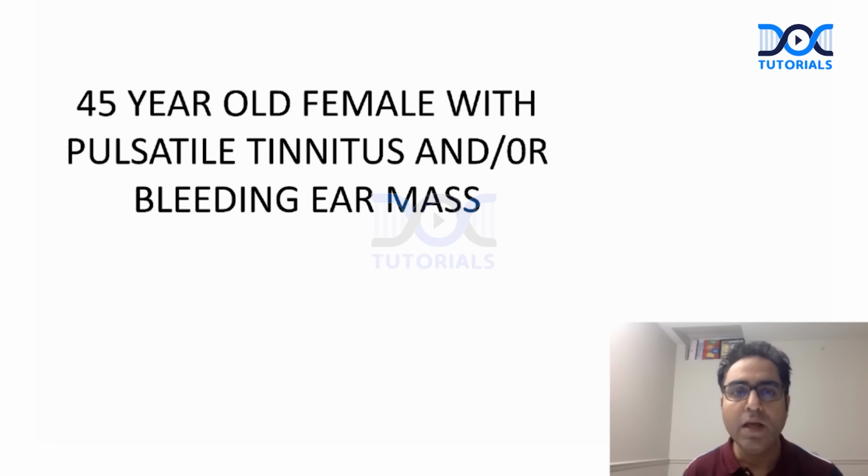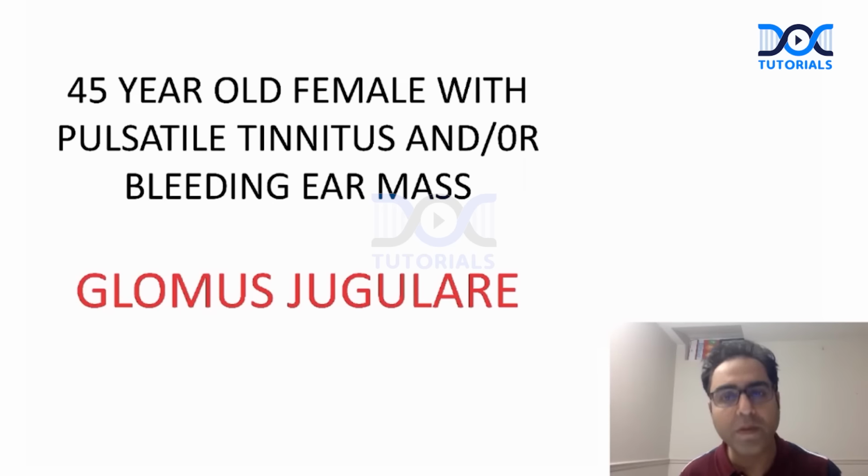Again, a female patient, but this time this lady has pulsatile tinnitus or a bleeding ear mass. There is some mass in the ear which bleeds to touch, that kind of history, or some pulsatile tinnitus in the ear is complained of by the patient. Guys, this is a typical scenario of glomus jugulare, a highly vascular tumor of the ear. ENT has two vascular tumors: one in young males called angiofibroma, the second in females is glomus jugulare. Any young boy with nasal mass and epistaxis is an angiofibroma question. Any female with something pulsating or bleeding in the ear is a glomus jugulare question.